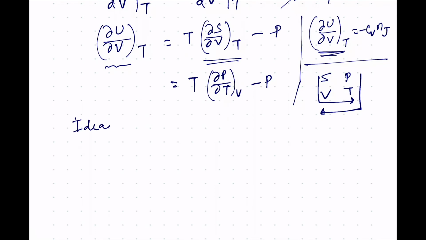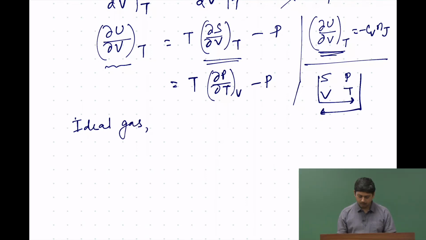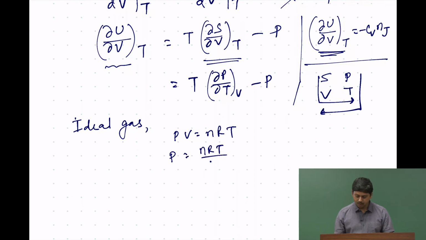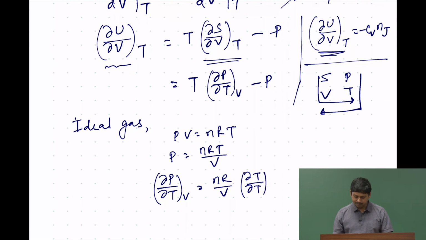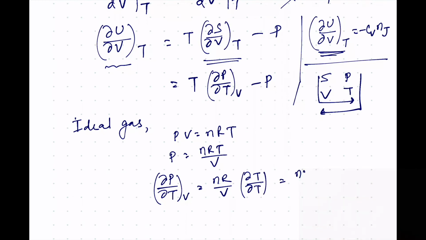So for an ideal gas, you know that PV equals nRT, so P equals nRT by V. Now let us take the derivative with respect to temperature at constant volume. So del P by del T at constant V: volume is constant, nR is a constant, so it is nR by V times del T by del T, which is nothing but nR by V.